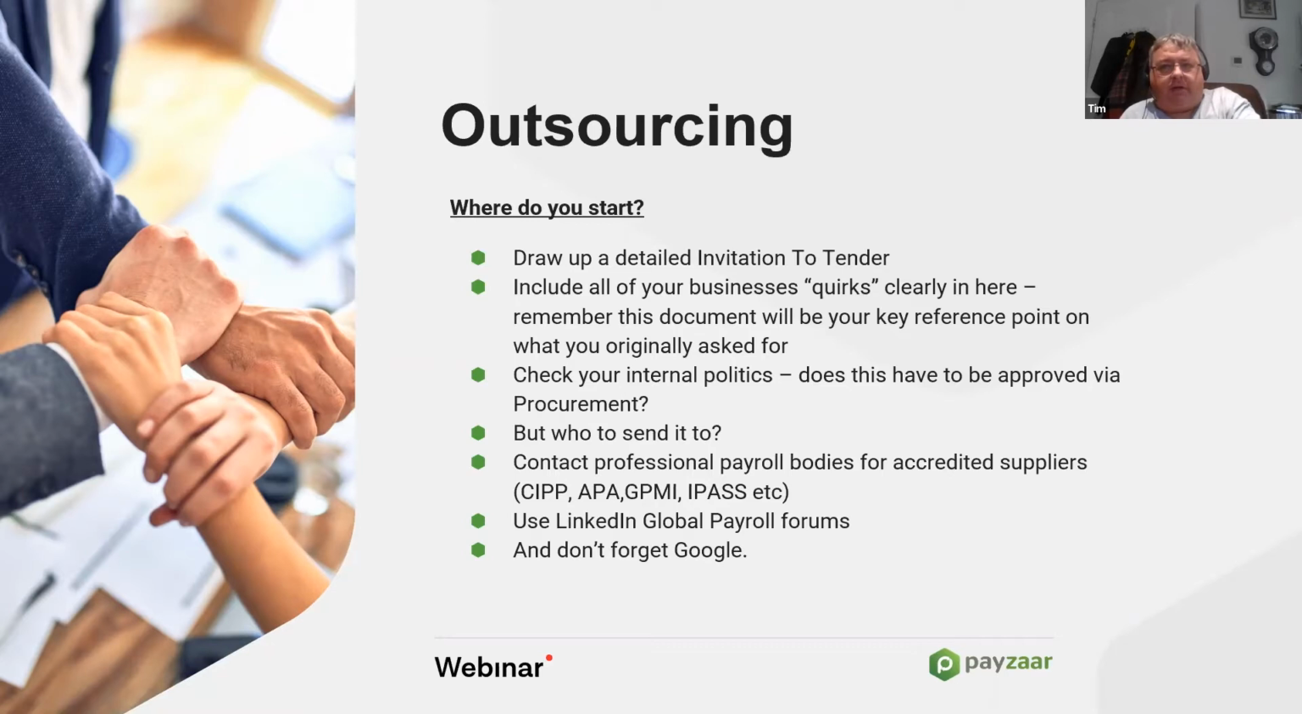Now, who are you going to send it to? Well, first place to start, if you're going into a particular country, why not start with the professional payroll body in that country? They will usually have a list of accredited suppliers. So we're thinking about bodies such as the CIPP, the Chartered Institute of Payroll Professionals in the UK, the American Payroll Association in America, the South African Payroll Association, and so on. They'd be a really great place to start for information on potential providers.